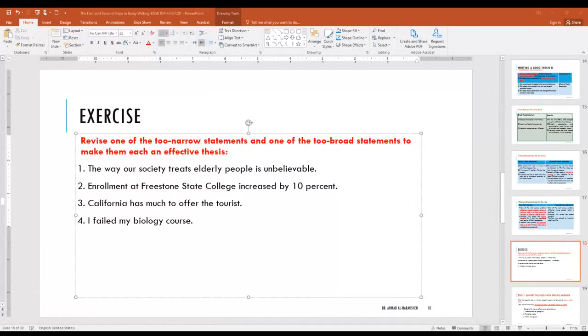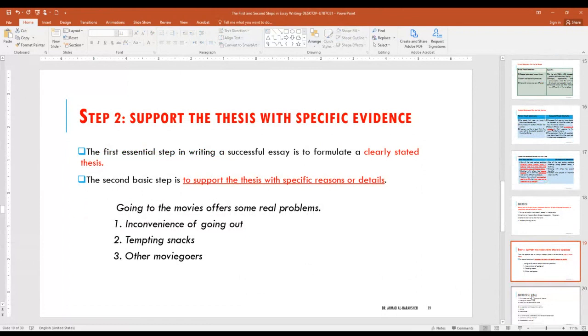We can say, for example, the hardest course I have studied was biology. The hardest course I have studied is biology. Or the worst course I have studied is biology. And you can start explaining the reasons why it is the hardest course, the most difficult course, or the worst course. Yeah, think, please, I'd like you to think of topics like these.